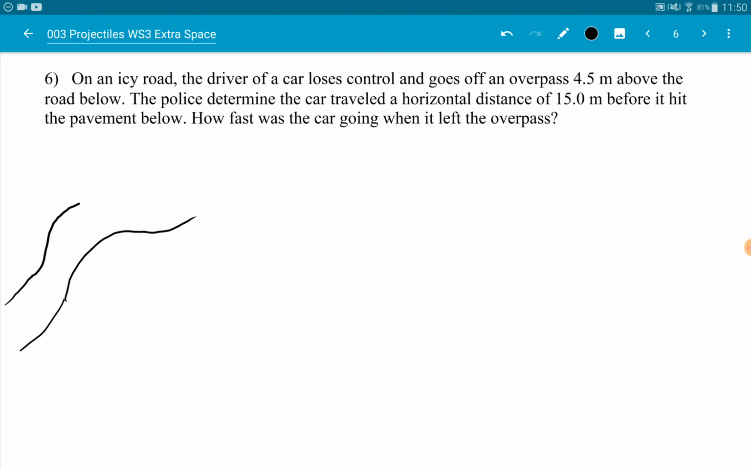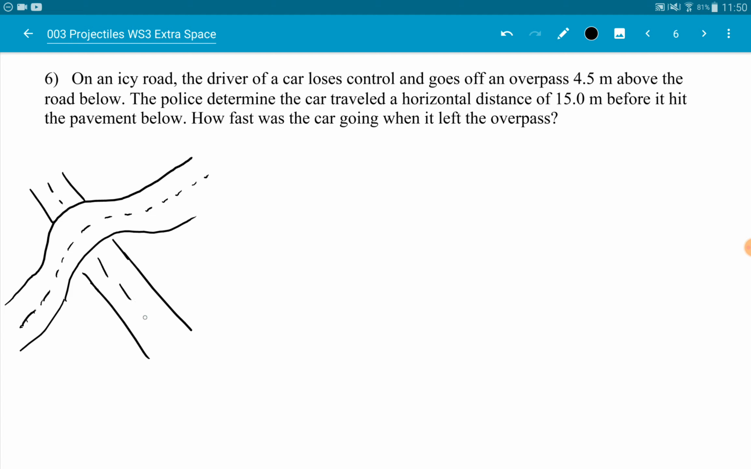Sometimes I've had students who are confused on what this means. So this is like the road. I have a road on the top here, and then I have a road going through here. Man, I normally don't draw at an angle, but I don't think this is half bad. So the one under is the underpass, right? So this guy is an underpass, and this guy here is the overpass. That's the higher one. Okay, so they're going off the overpass.